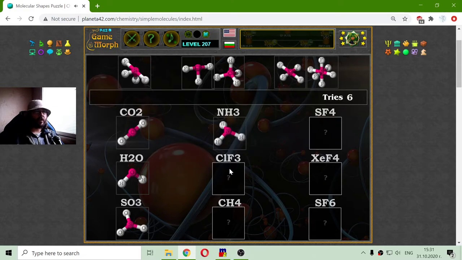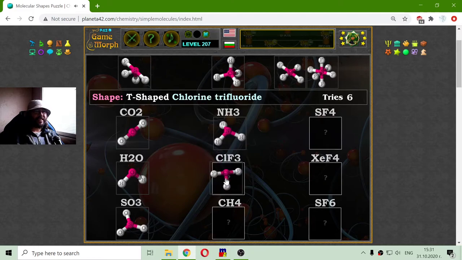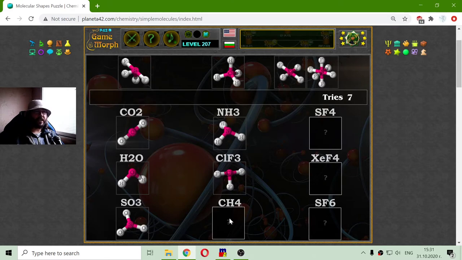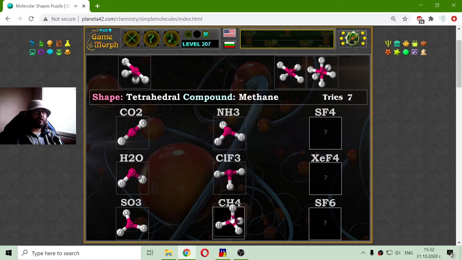There we go. Now I'm looking for chlorine trifluoride. This is the T shape of bonding of atoms to form the molecule. And the CH4, this should be methane with the tetrahedral shape of the molecule. There we go.